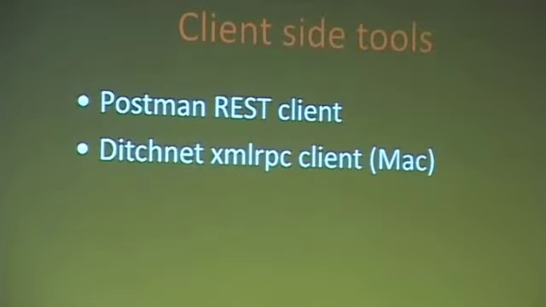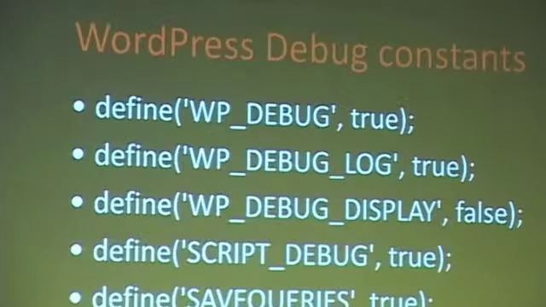The client-side tools, pretty much everything can be done by Postman REST clients, except you can't send an XMLRPC request from that. For that, I use a Mac-only tool called Dishnet XMLRPC Client. You can specify the URL and XMLRPC parameters, and within one click, you can send a request to a WordPress site. Without that, anything you can do with a Postman REST client, HTTP request, put request, delete request, everything you can do from the REST client.